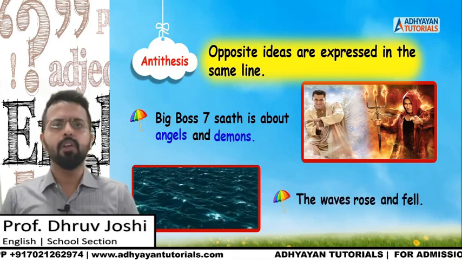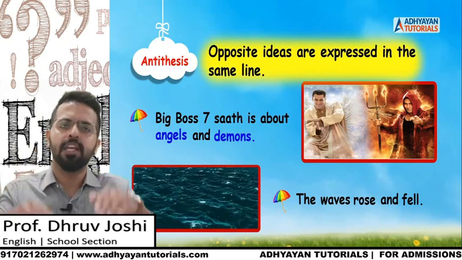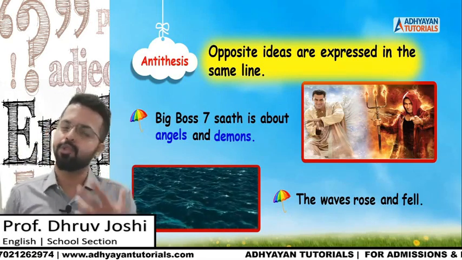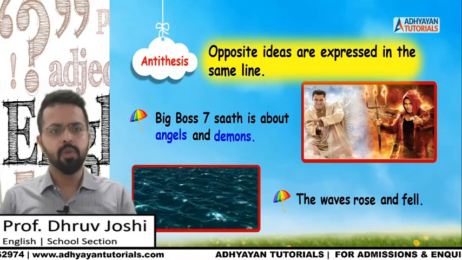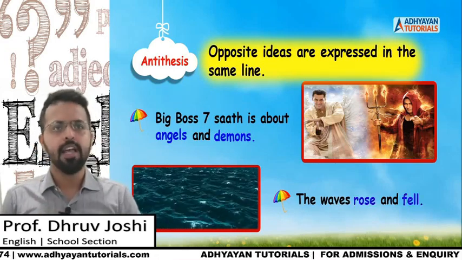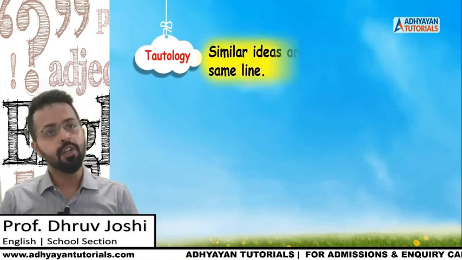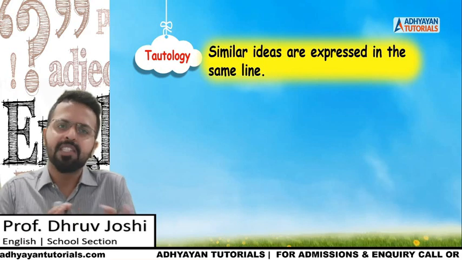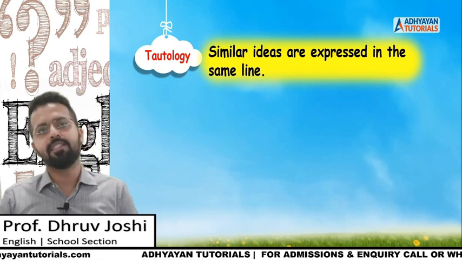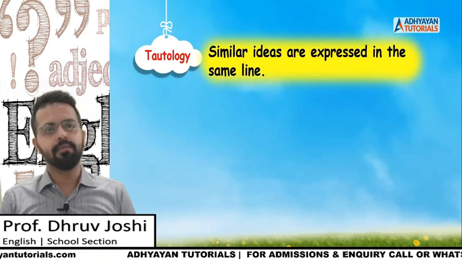And the next example, the waves rose and fell. Rose and fell. Two opposite words and ideas, rose and fell. That is antithesis. There's another figure of speech which is exactly the opposite of antithesis, and that figure of speech is called tautology. Tautology is where similar ideas or words having similar meanings are placed in the same line.